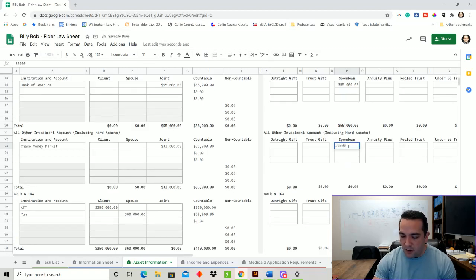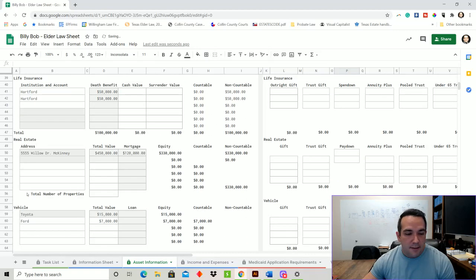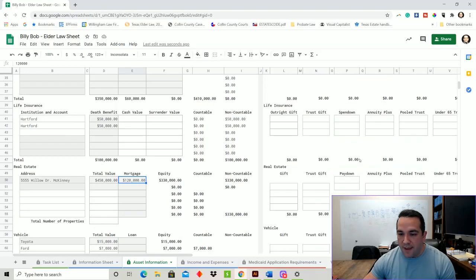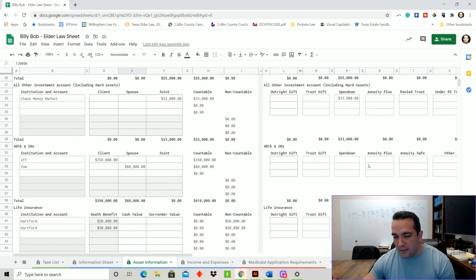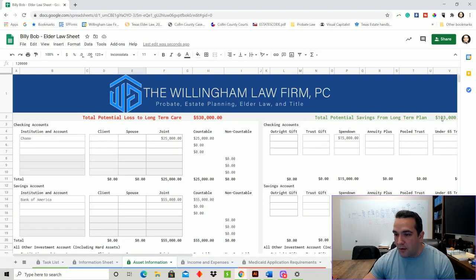We're going to spend all that down on what? We're going to come over here and pay off this mortgage. We're going to pay down that mortgage of $120,000. Now, we're not going to get to the full $120,000 right now. What are we at? We're about $130,000.